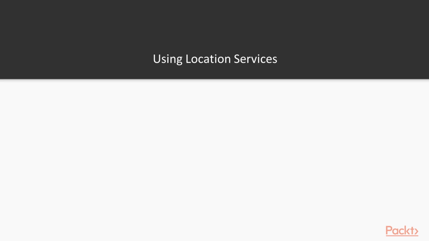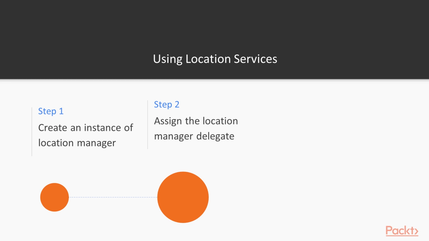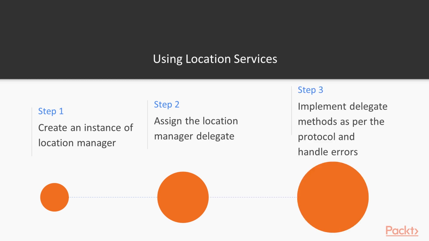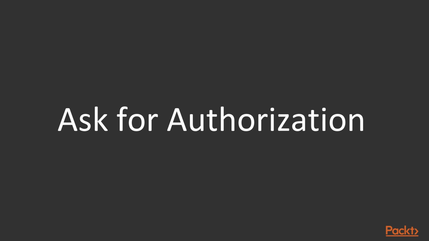For using the location services in any kind of application, you have to follow 3 basic steps. The first one is to create an instance of the location manager. Then you assign the delegate of the location manager, and whichever class is implementing that delegate protocol is going to have a method, as per the protocol, that handles events as well as the errors. You also have to ensure that you ask for user authorization. If you don't do that, that is, if you don't add the required string in the plist, you're not following the human interface guidelines.